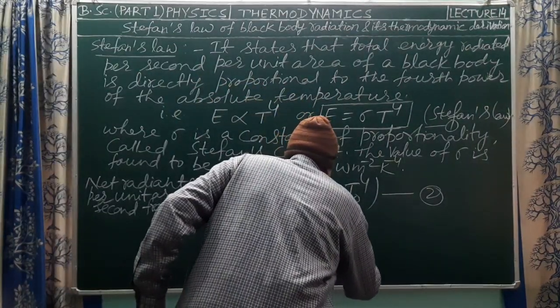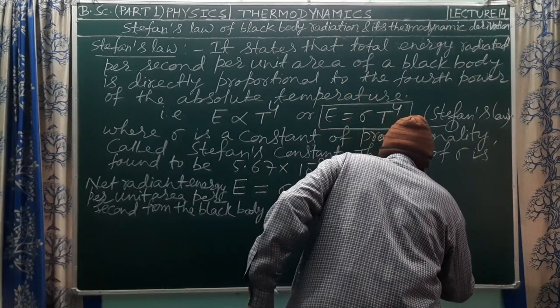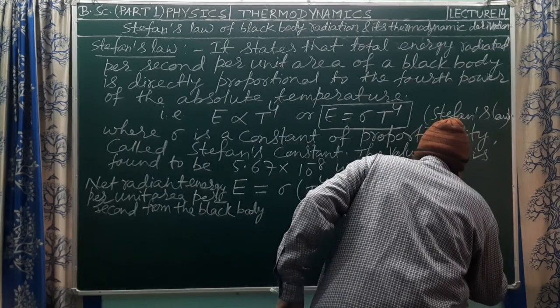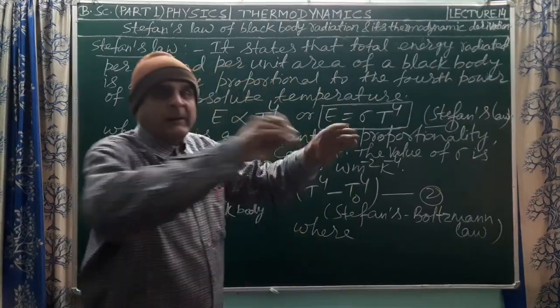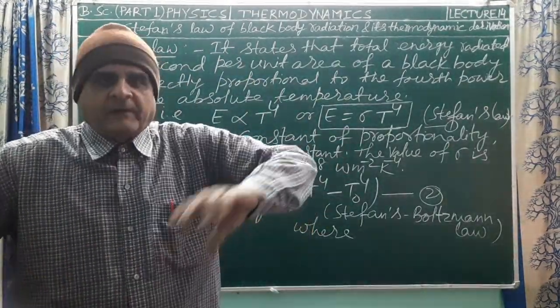It is called Stefan-Boltzmann law, where T0 is the temperature of the surrounding black body, which encloses the original black body or first black body.